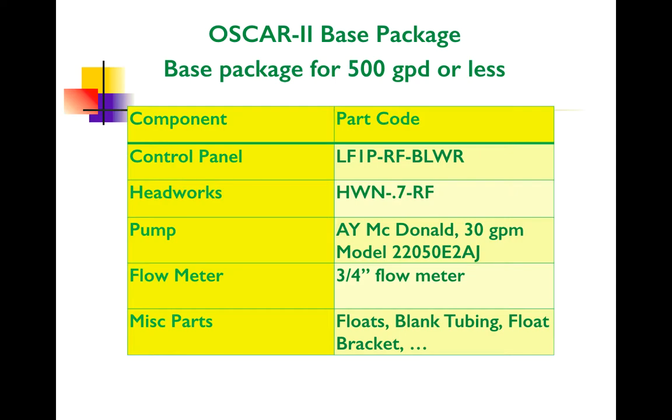Now our standard package includes a control panel, and this particular control panel, the LF1P RF BLWR, can actually operate not only the reverse flush headworks and the dosing pump, but also power a blower, and it also has a pressure switch in there. So it can be used with a number of different treatment technologies and operate the electronics for that as well. Again, the reverse flush headworks will be included in the package. We use the standard A.Y. McDonald 30 gallon a minute turbine pump. We also include a 3/4 inch flow meter, and also some floats, some blank tubing, float brackets, and some transition fittings for the Oscar tubing to the PVC pipe.